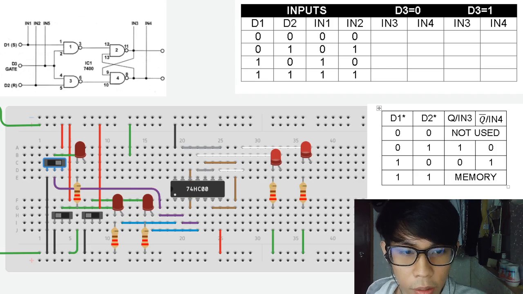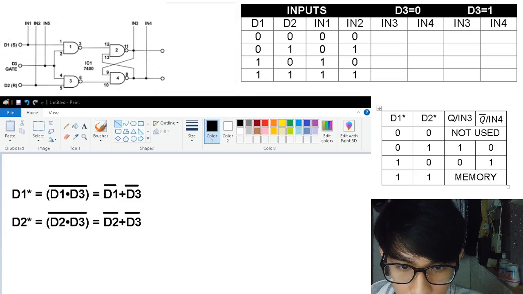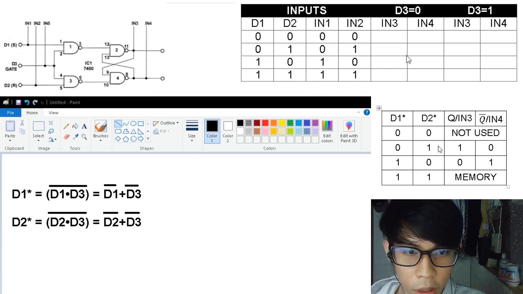Let us explain. As we can see in the diagram, the value of D1 star is equal to D1 and D3, as it is connected: D1 multiplied by D3. Next, the value of D2 star is D2 and D3. Then by using De Morgan's theorem, we can change it to D1 naught plus D3 naught, and for the other one, D2 naught plus D3 naught. Now, let's find out the values of the truth table.